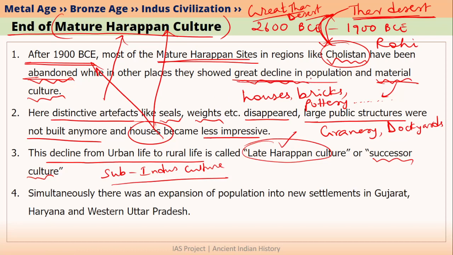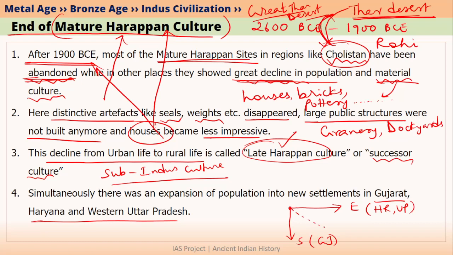So the population declined and the cities were abandoned. Where did this population go exactly? They started to move towards Gujarat, Haryana and western Uttar Pradesh, which means that from the Cholistan area they started to move towards the east or towards the south. In the south we have Gujarat and in the east we have Haryana and Uttar Pradesh. So the general direction was east, south, or southeast. In these new areas people started to make new settlements, which were actually very small compared to the cities of mature Harappan culture.